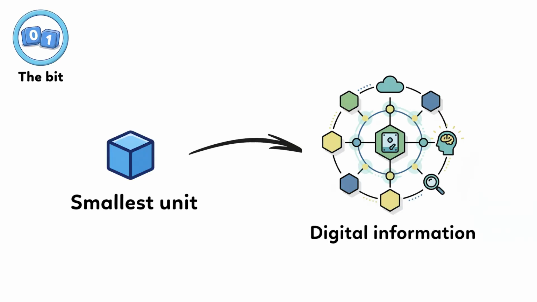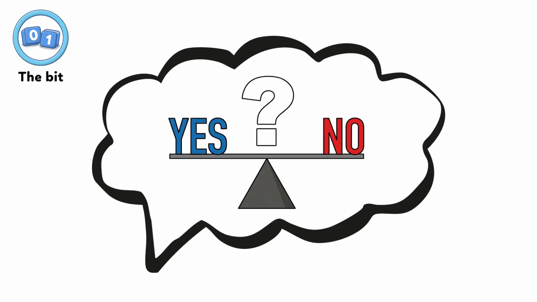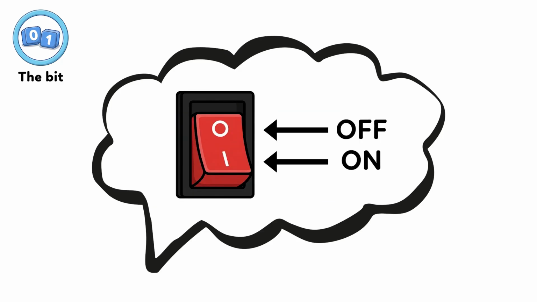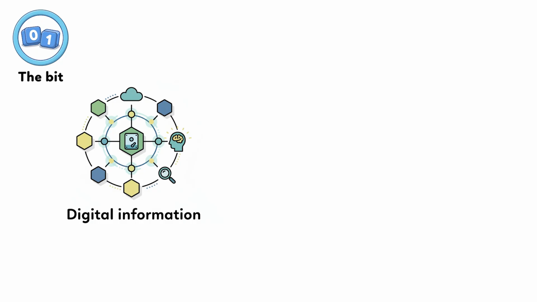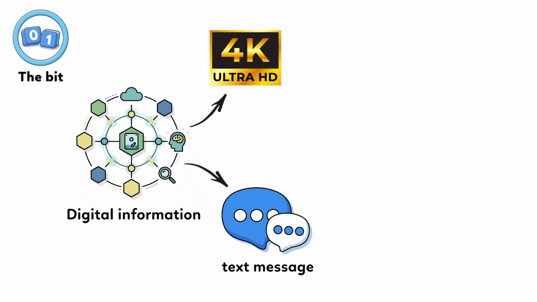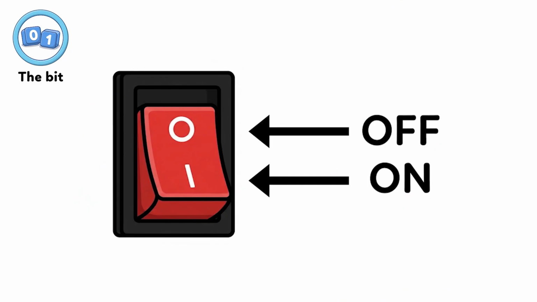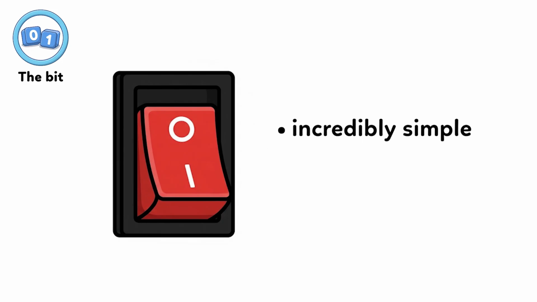The bit. This is the smallest possible unit of digital information. Think of it as a single yes or no answer, a 1 or a 0, an on or off switch. Every piece of digital data, whether it's a text message or a 4K movie, breaks down into millions or billions of these tiny bits. A bit can only hold one of two values, which makes it incredibly simple but also incredibly limited on its own.